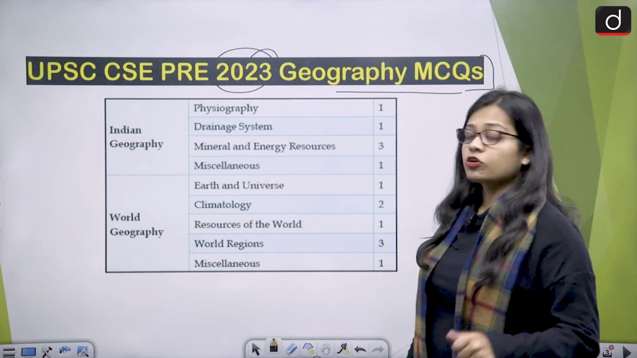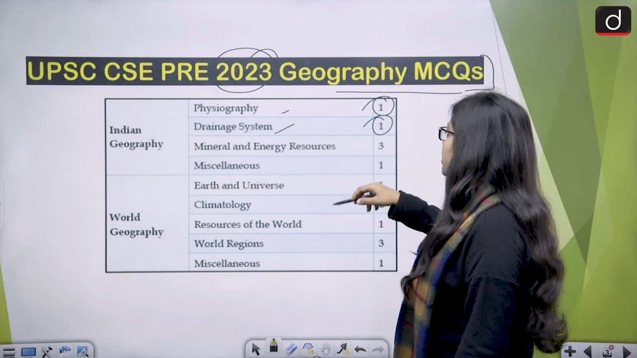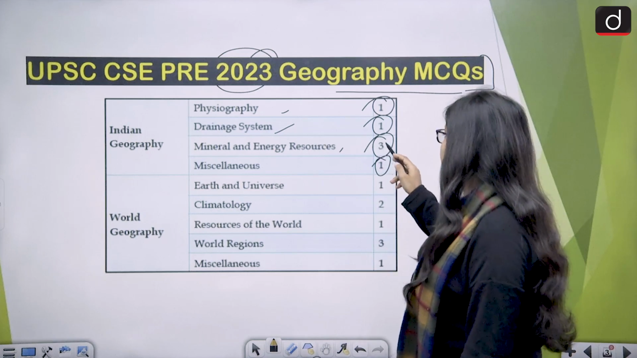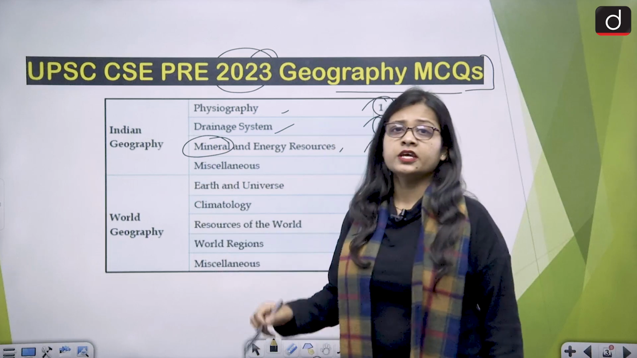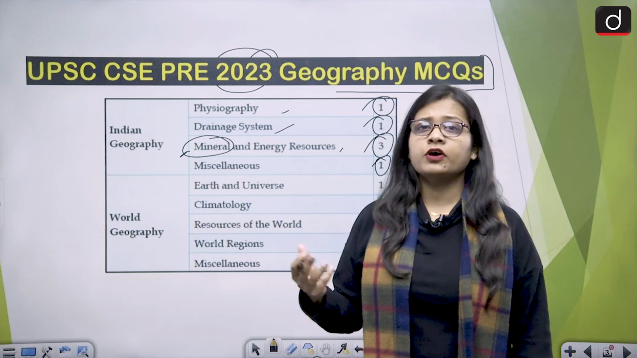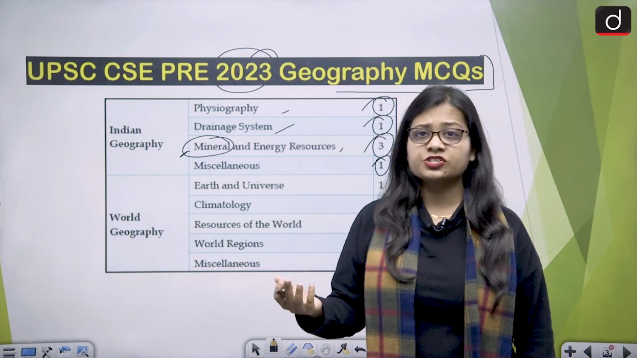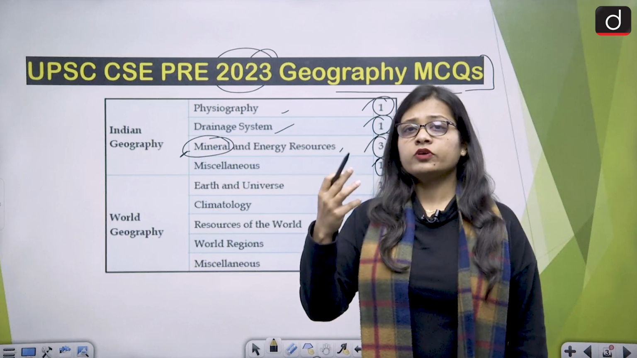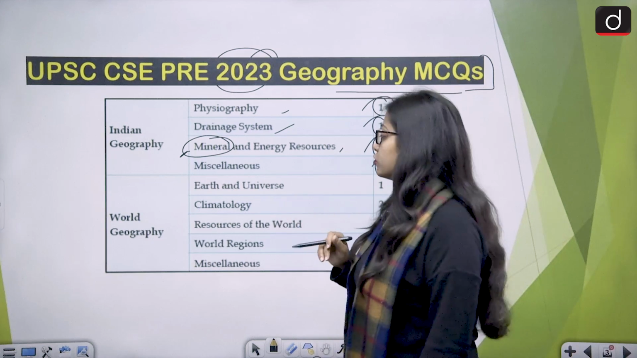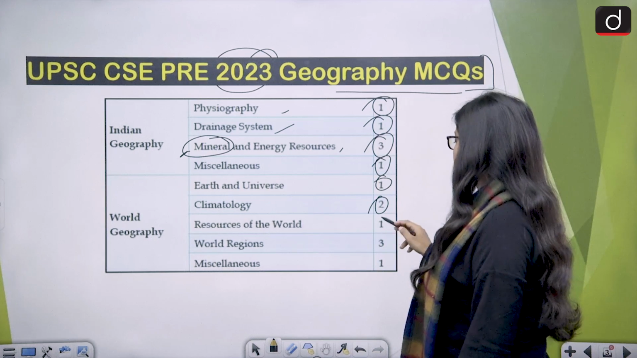If we talk about Indian geography, then from physiography there was one question, drainage system 1 question, mineral and energy resources 3 questions, and miscellaneous 1. Mineral and energy resources is an aspect which is increasing in relevance, specifically with regard to minerals: what the minerals are, where they are found, their ore, the specific areas where they are found, what their application is, how they are used, how their relevance is increasing in world trade also, and what their uses are.